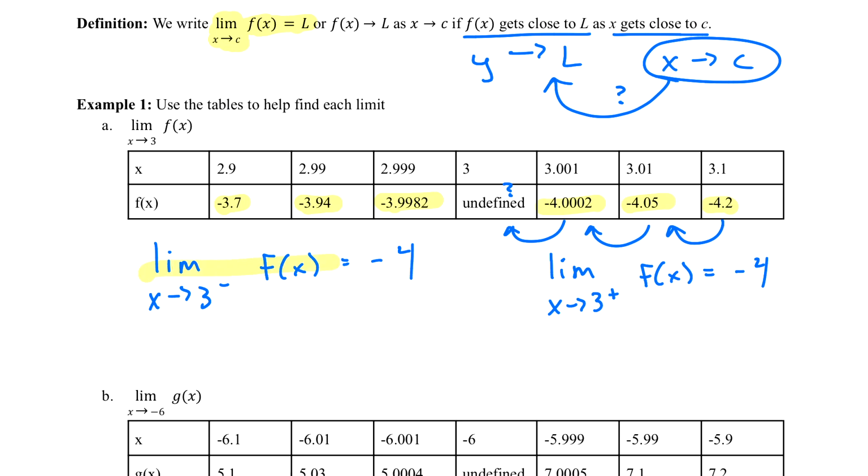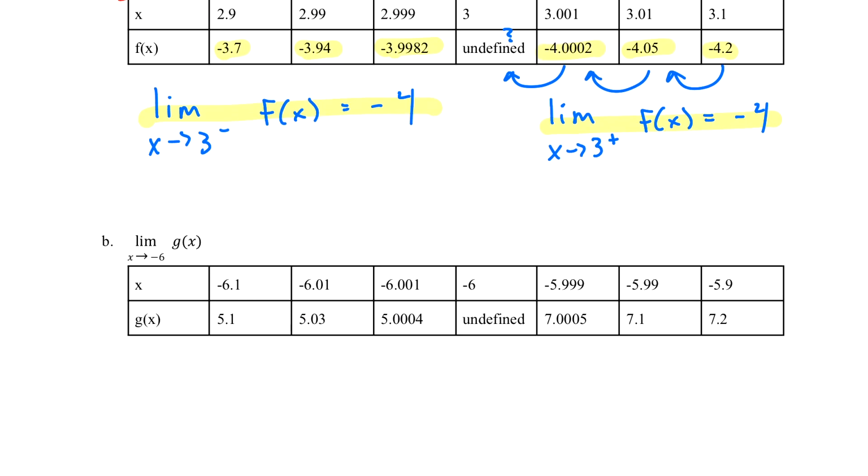So we've got the left-hand limit is negative 4, the right-hand limit is negative 4, and that means that the two-sided limit will also be negative 4, since they meet. Remember, if those two are different numbers, then we would say that this limit does not exist. All we're doing here is saying as we move that x value closer and closer, we want to pay attention to the y values and see what we're getting closer and closer to. Let's look at one more here.